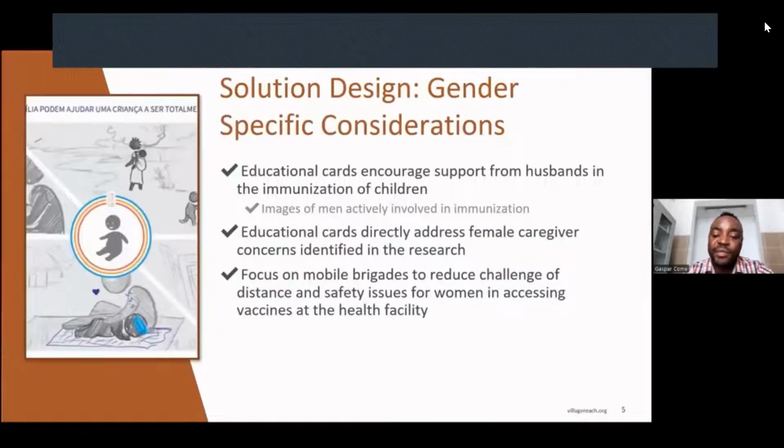For the solution, we are also focusing on some gender aspects. One is that our educational cards aim at encouraging husbands to raise more awareness about participating in their children's immunization. We will also be using images of husbands or men who are positively helping and supporting the immunization of their children. This is an example of a pictorial card we are designing.